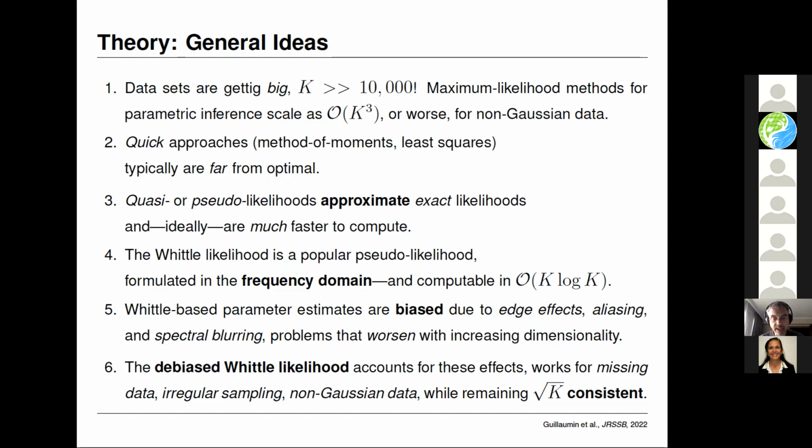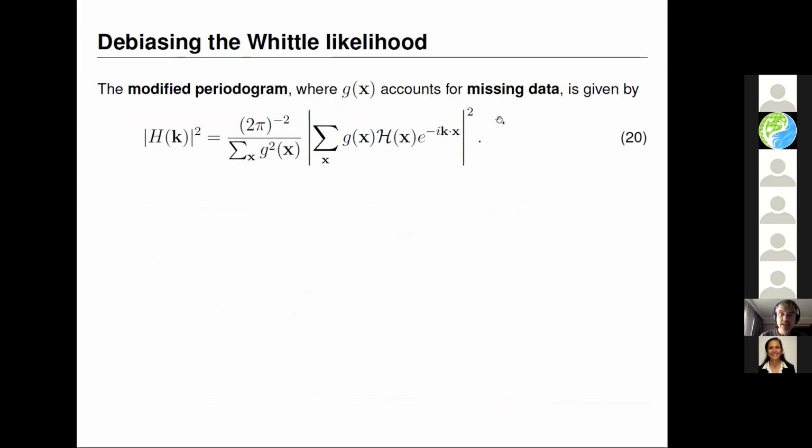And I'll leave the non-Gaussian data out of this here. The important thing is that we get rid of the bias and we maintain the consistency, and we have a computational efficiency for large fields. So I'm restating here briefly something I've said before. My W was my window before. I renamed it G here.